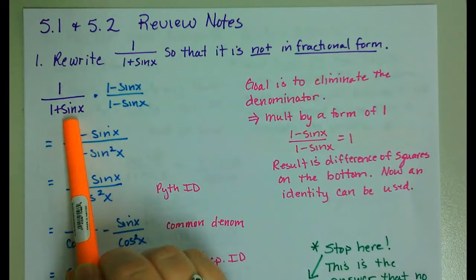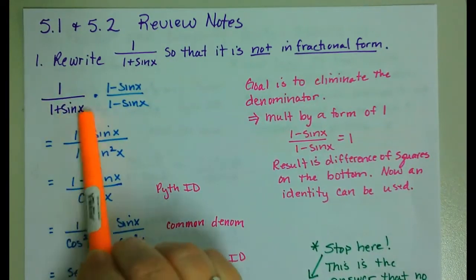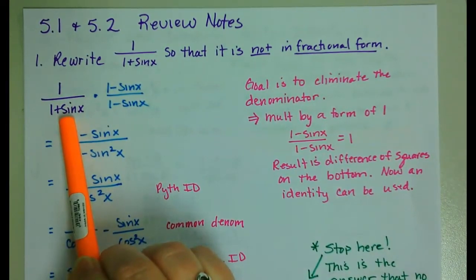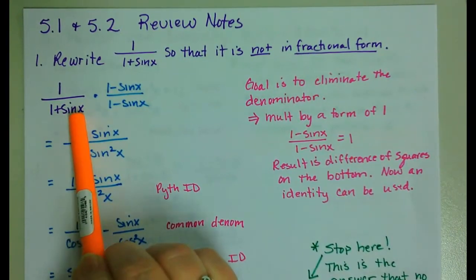Oftentimes I see students right here try to make a replacement right here and say that's cosine x because they're confused with their Pythagorean identities. Pythagorean identities have a power of 2. This doesn't. That means this does not equal cosine x. So you cannot make that replacement. It would give you an incorrect answer.